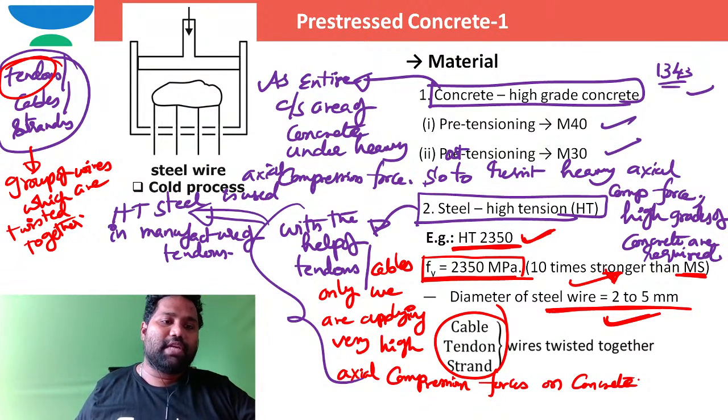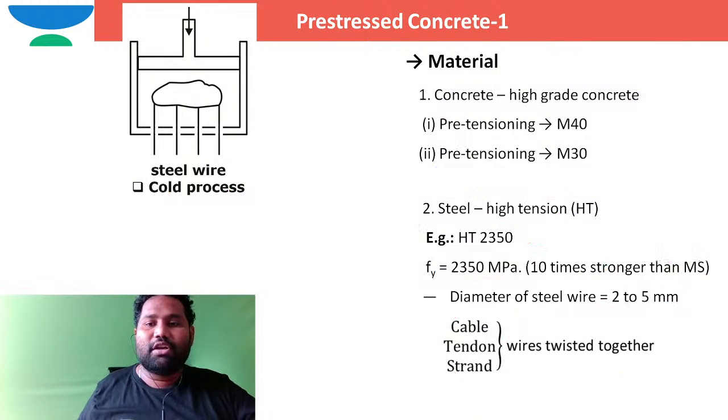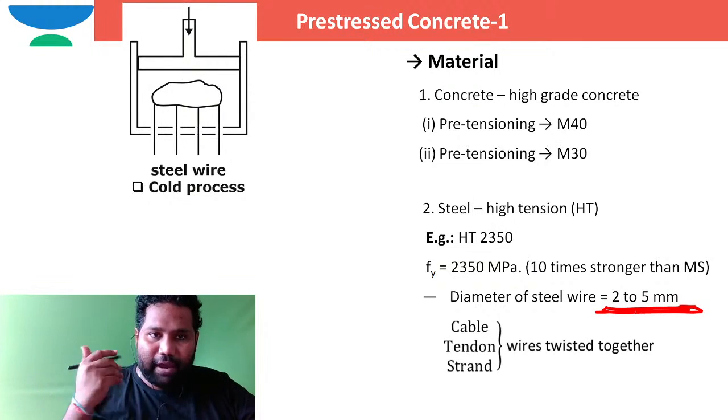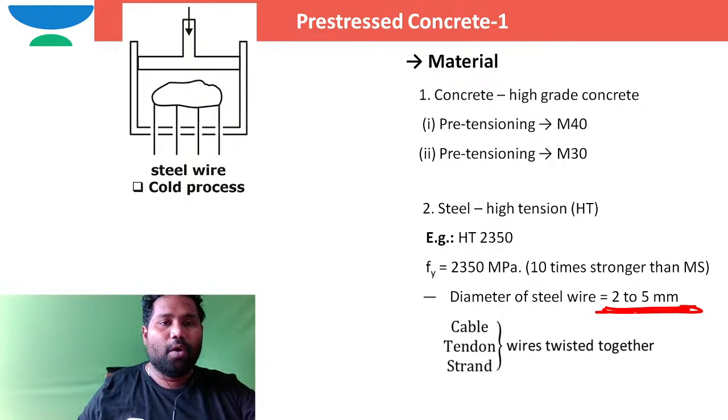Now some people will say, okay sir, using these 2 to 5 millimeter diameter wires which are twisted together, we are going to get a tendon. Okay, fine. Now the question is, fine sir, how are these 2 to 5 millimeter wires manufactured? Because the tendons are manufactured from those wires. Okay, fine. How are those steel wires manufactured? I hope, brother, you know.